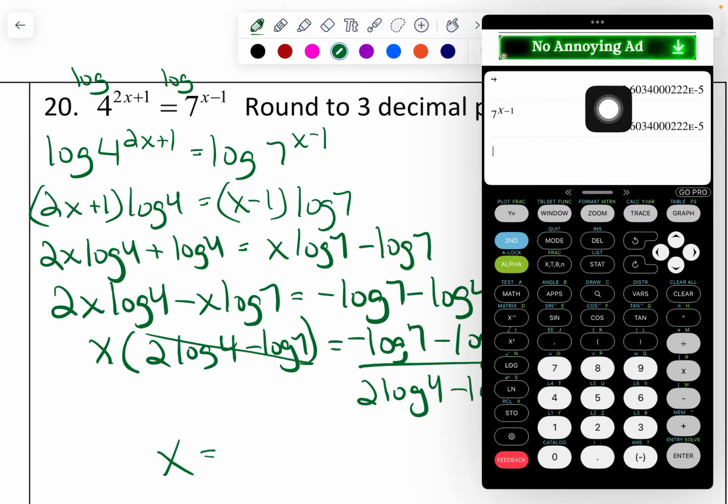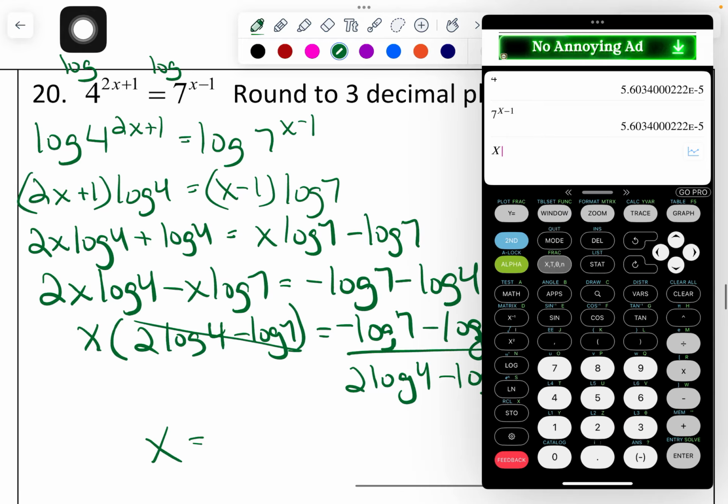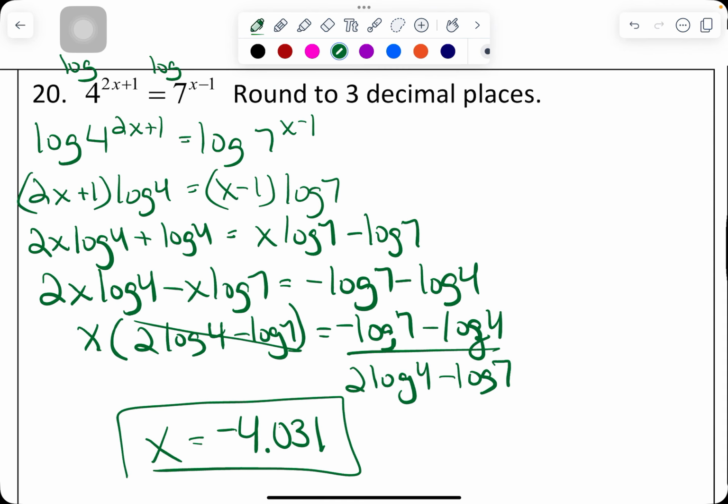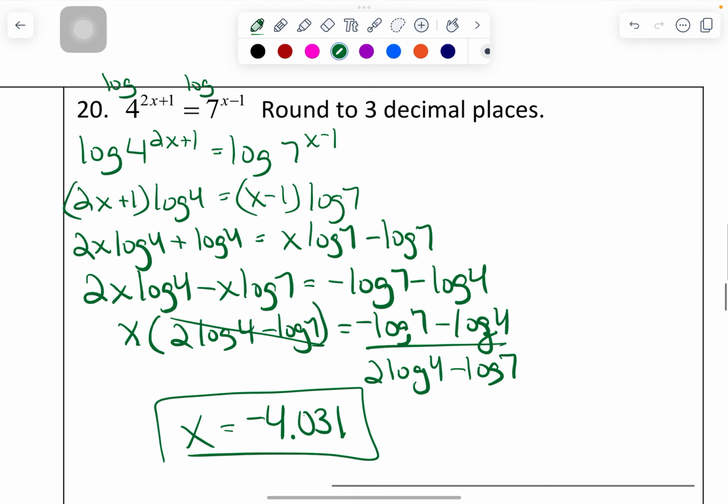So all of these match all the way down, which tells me that x was equal to negative 4.031. Again, rounding to 3 decimal places. There is your answer number 20.